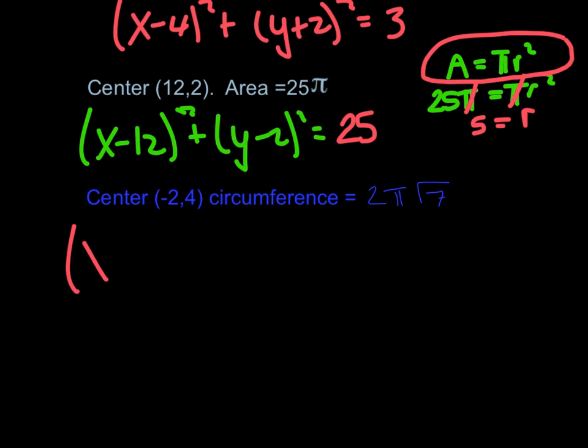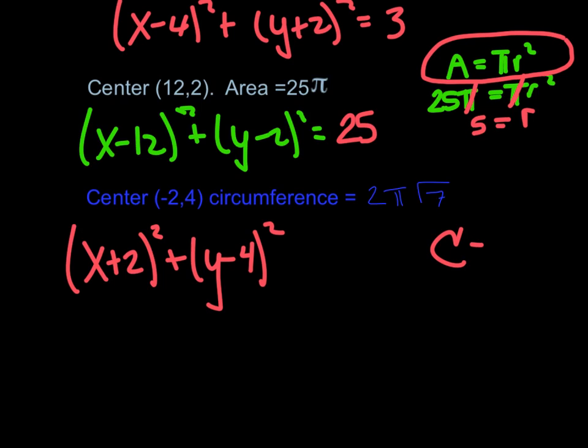The next one I tried to get sneaky again. So center, piece of cake, (x + 2)² plus (y - 4)². But again, I didn't give you the radius. This time I gave you the circumference, and it's hideous. It's 2π√7. So again, I need the circumference formula. Do you remember that one from geometry?